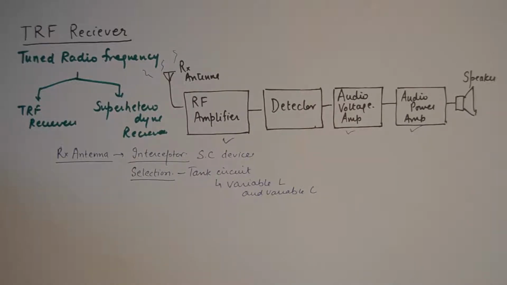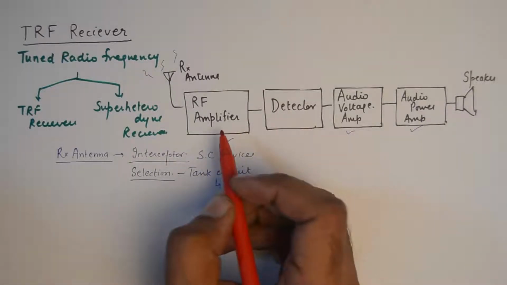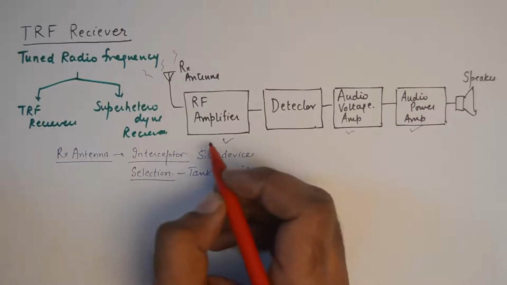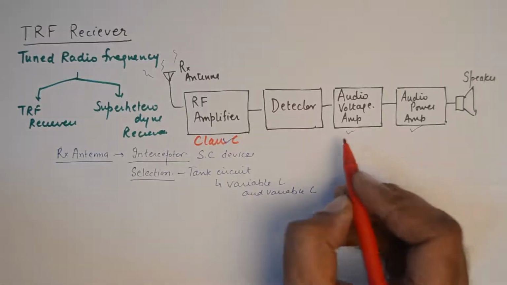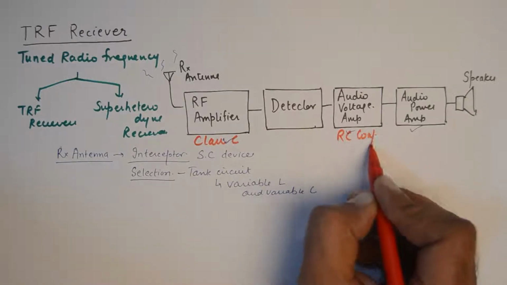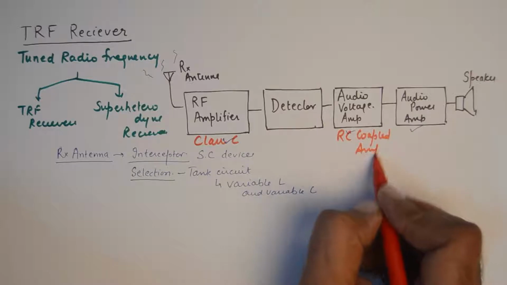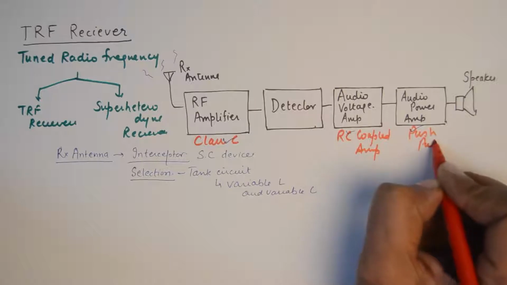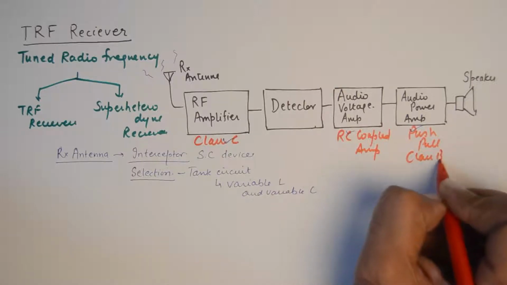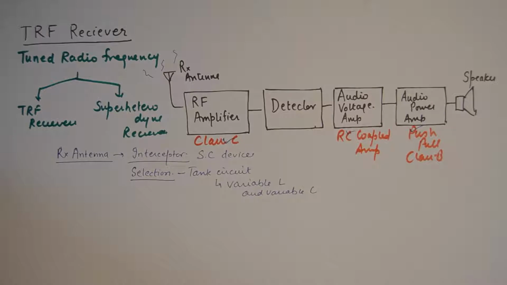That is why they have different types of amplification being done there. The RF amplifier is a class C amplifier. The audio voltage amplifier is an RC coupled amplifier, and the audio power amplifier is a push-pull class B amplifier. So it is very important to know the types of amplifier being used at each stage.